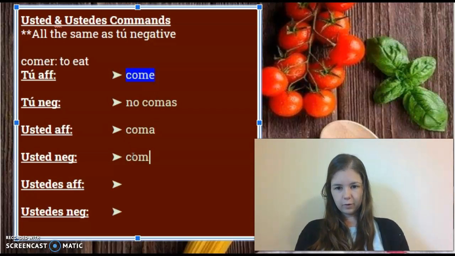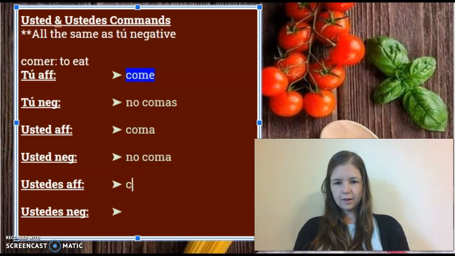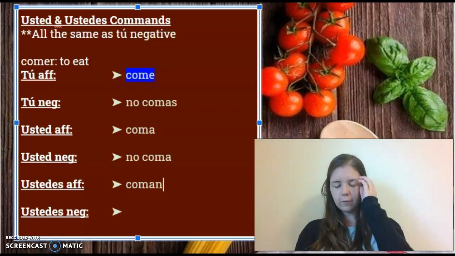Usted negative, I'm still doing my take the yo, drop the o. Opposite ending is an a for any usted commands. I add my no to make it negative. Ustedes affirmative, same thing. Take my yo form, como, drop the o. Add my opposite ending, which is an for ER.